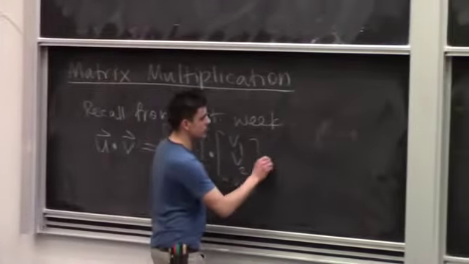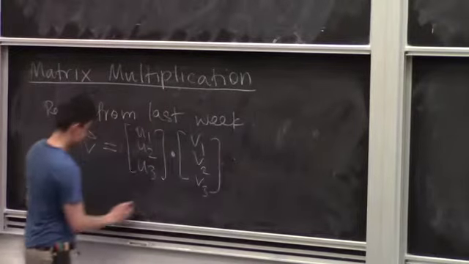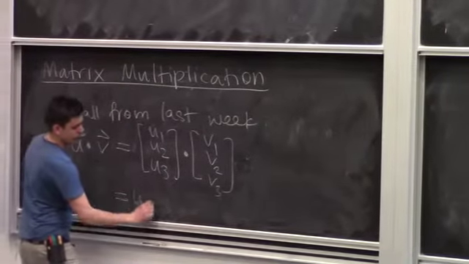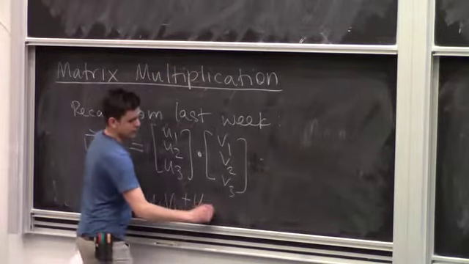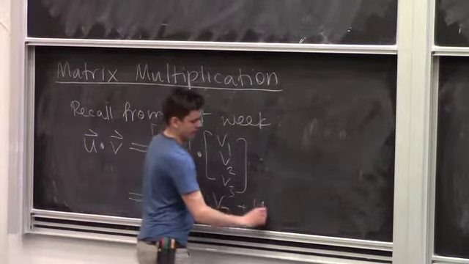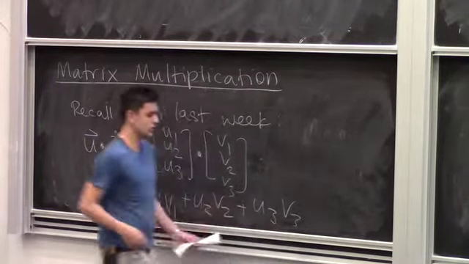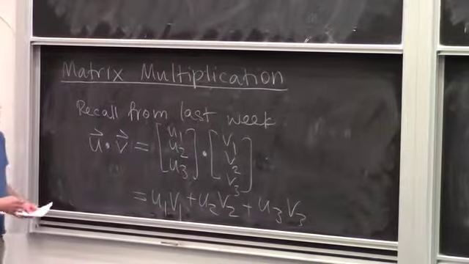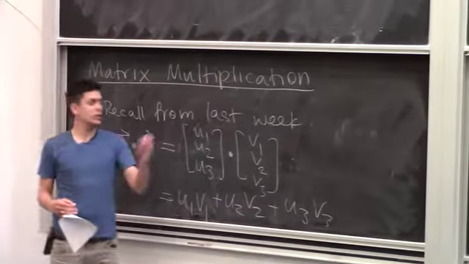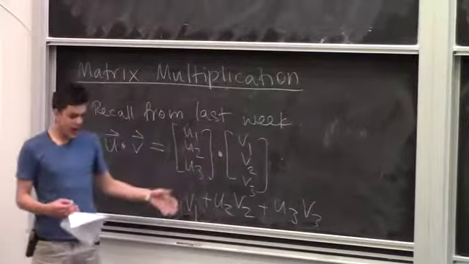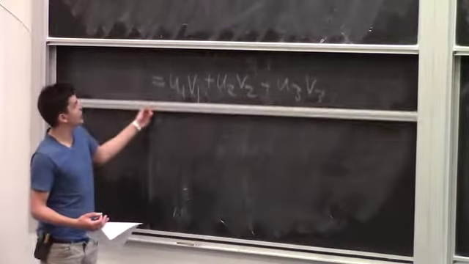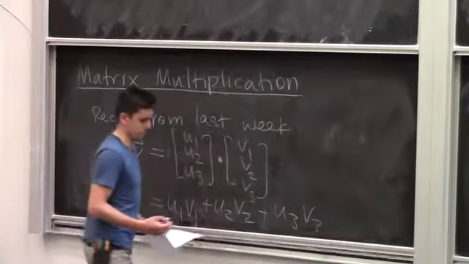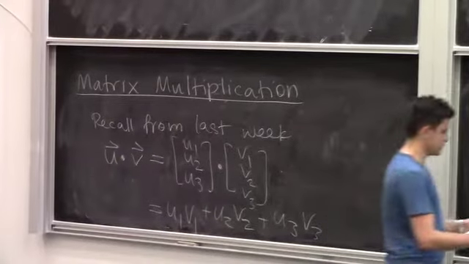So I take this product. I take U1, V1, U2, V2, U3, V3. I take the corresponding entries, multiply, and then add up to get my final result.